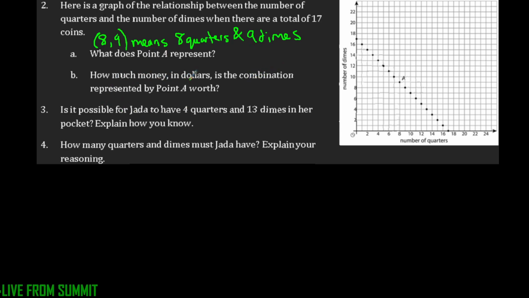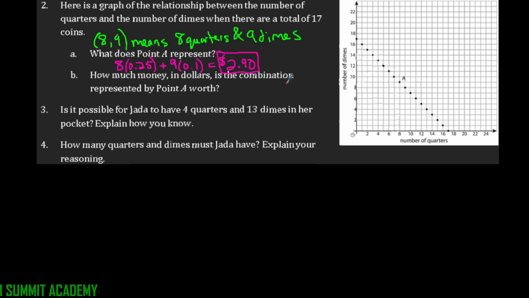And saying how much money in dollars is the combination represent? Well, we have each of those values, so let's do it underneath. So it's going to be 8 times 0.25 plus 9 times 0.1, which should equal $2.90. So again, we're saying with those values for each of those coins, how much should it be?